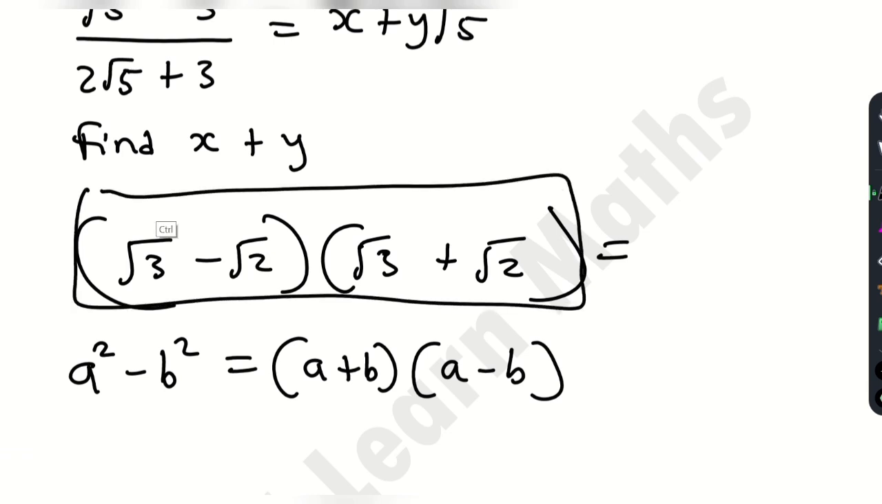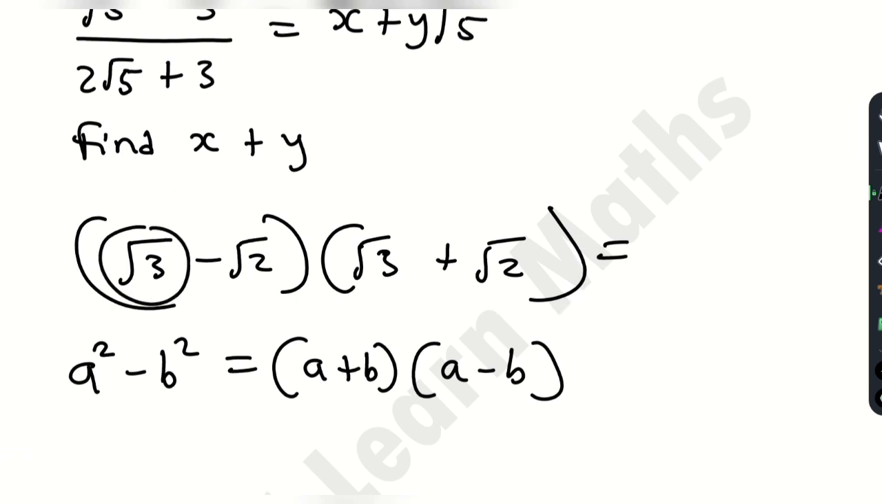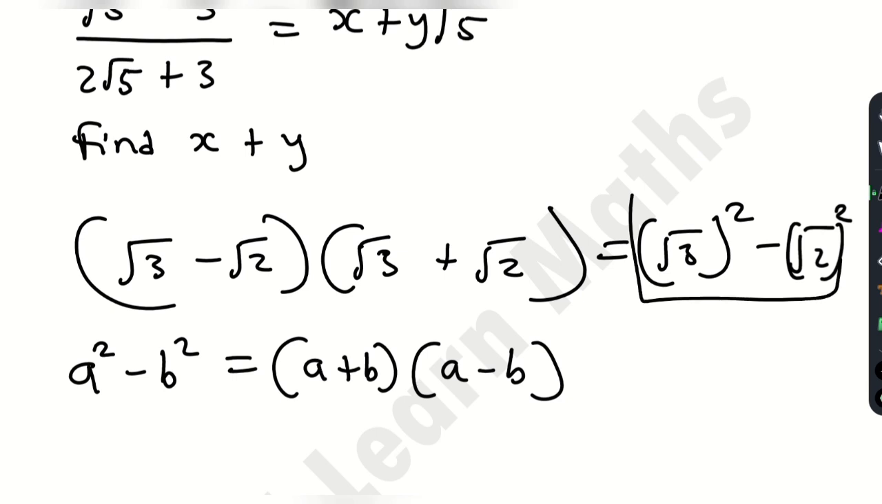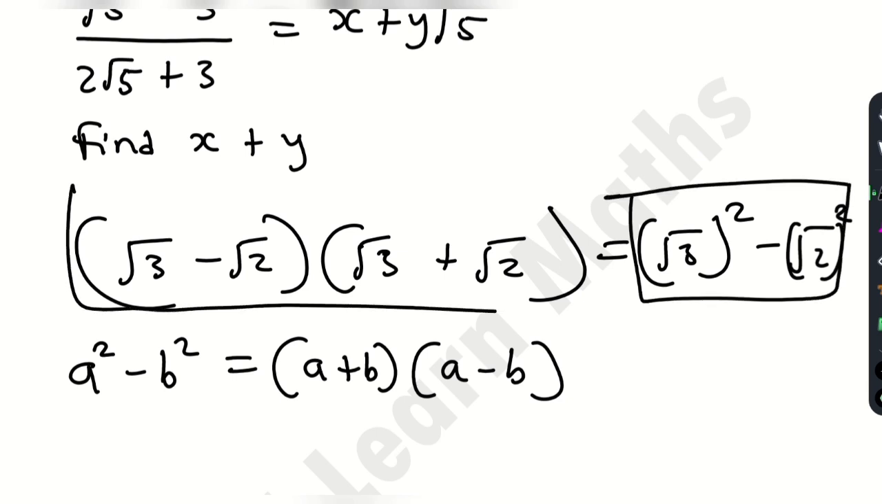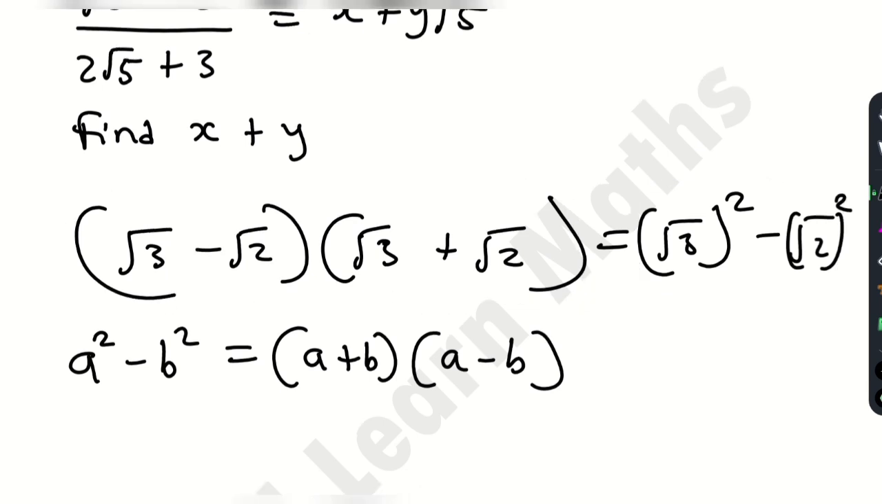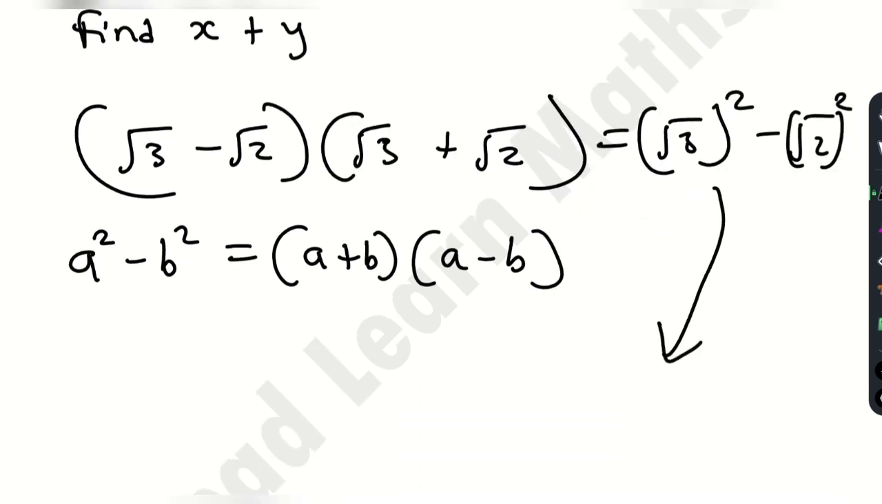So I'm going to grab root 3 and square it, then minus root 2 and also square it. You see now? Again, what do we have here? Difference of two squares. When you factorize this, it gives you back what we had before, this one right here. So let's bring this down and let's simplify this.